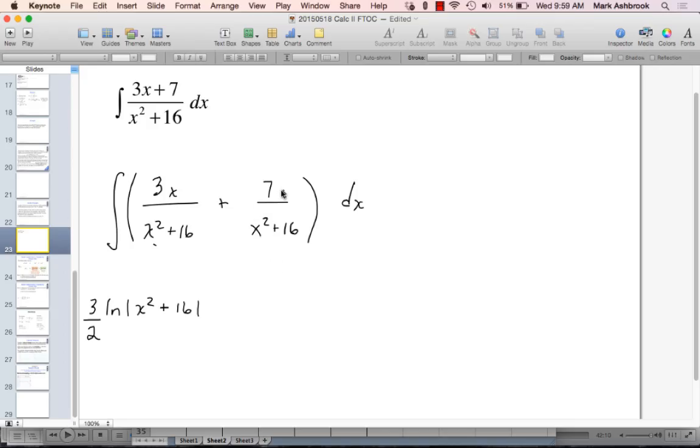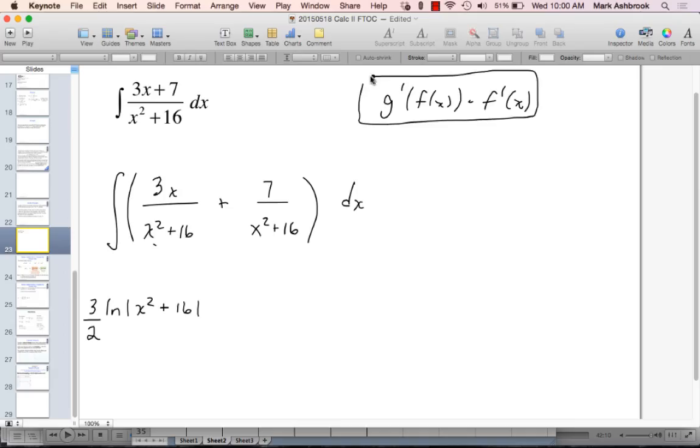No, because we need an x, right? We need that x in the numerator. It doesn't work, because what we need is g prime of f of x times f prime of x. So if it's going to be undoing the chain rule, we need something just like this to start with. We don't have that. We would have it if there was an x up here, because then the rate of change of this interior function, x squared plus 16, would be essentially x, and we'd have it. But we just have 7. So undoing the chain rule is not going to work for the second one.